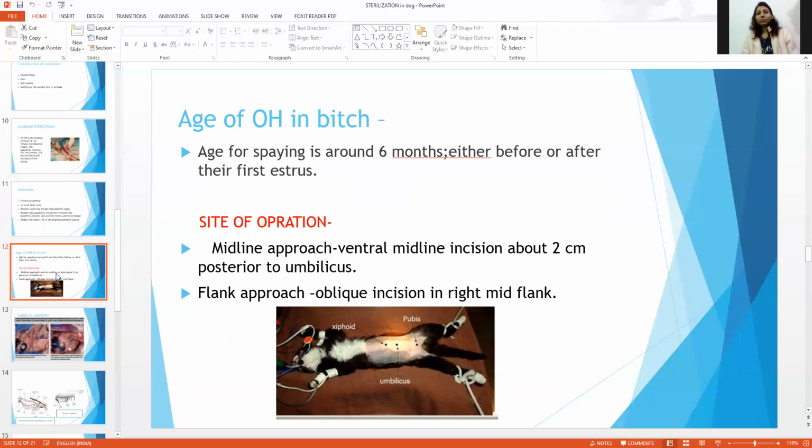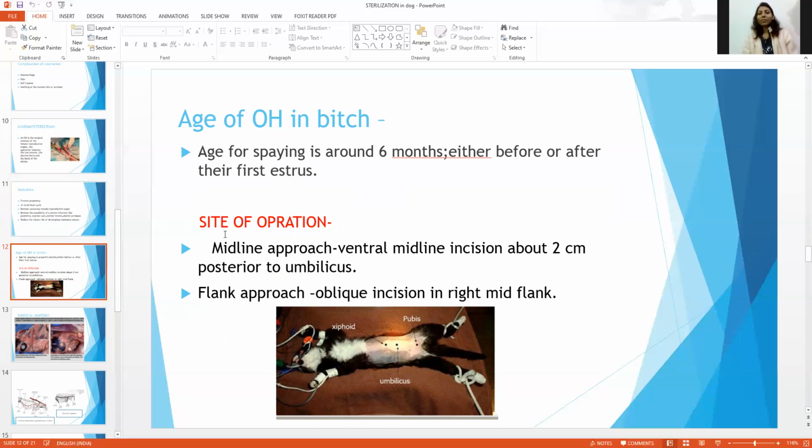The age of spaying is around 6 months. Above 6 months is best. In between 6 and 12 months, either before or after the first estrus. Try to avoid ovarian hysterectomy during the estrus period, because blood supply will be increased, and if you perform this during estrus, then chances of severe bleeding will be there.